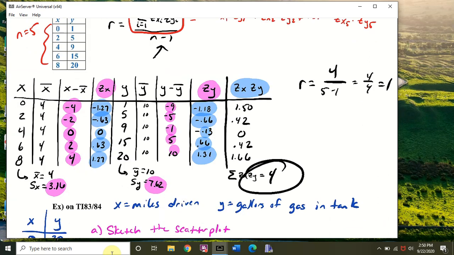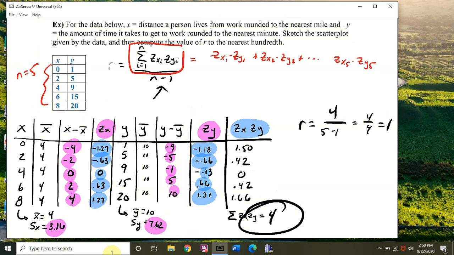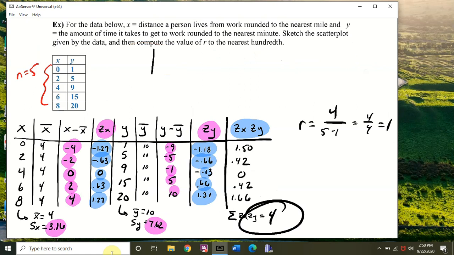Now what didn't we do? We didn't do the scatter plot. So let's quickly do that. I'm just going to get this out of the way here, and we'll look at our scatter plot. And I'll try to space this neatly. And let's see, I'll count by 5s here. I got to get up to 20. We got 0, 1, 2, 5, 4, 9, 6, 15, and 8, 20.